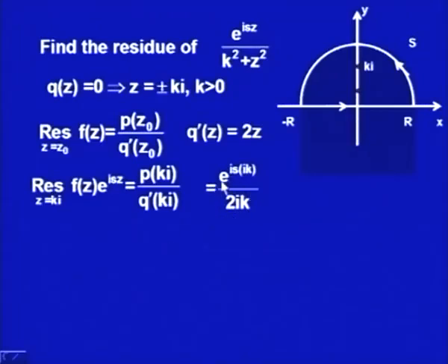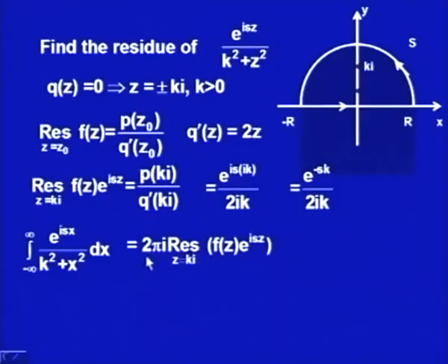What it says is, in the numerator we would be getting e to the power minus sk upon 2ik. This is the residue. So now let us apply our Cauchy principal value. We got it, that is the integral from minus infinity to plus infinity of e to the power isx upon k square plus x square dx.